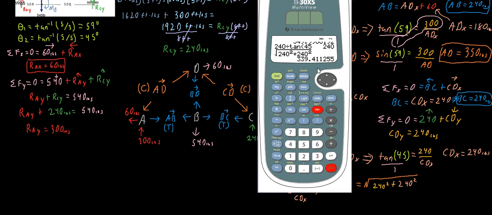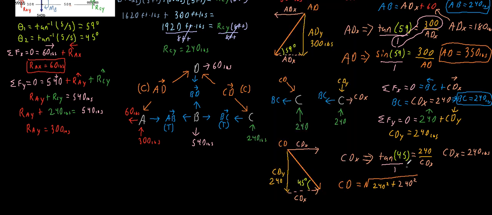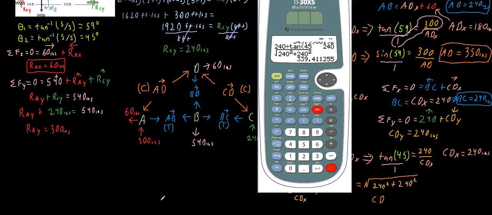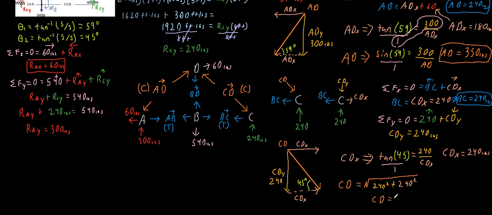And what do we get? We get 339.4. So I'll just call that CD is equal to 339. I want to make sure I don't write down the wrong number here. 339 pounds. And that's all the members acting on joint C.